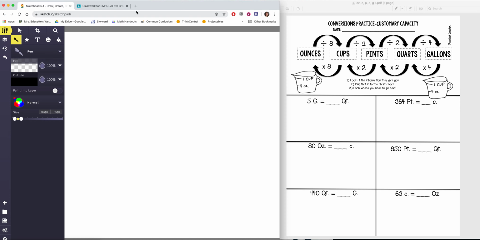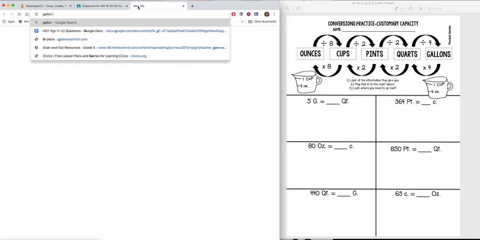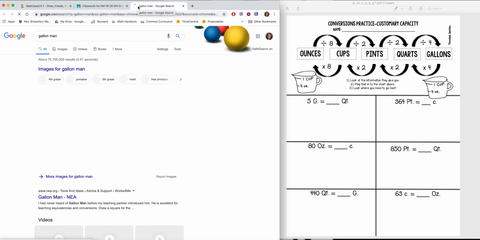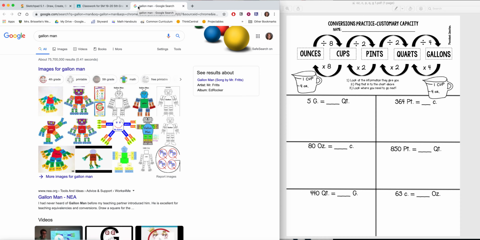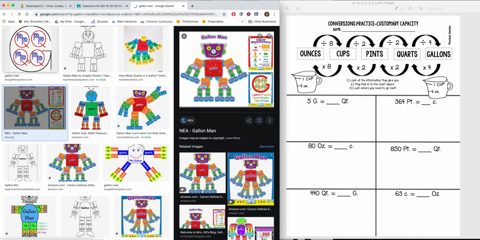Now, I want to show you guys something, but I'm not really great at drawing it, so let's see if we can find a picture of it. This is just a trick for remembering how many quarts are in 1 gallon, how many pints are in a quart, how many cups are in a pint. And we could have made this at school. This is how I remember it.